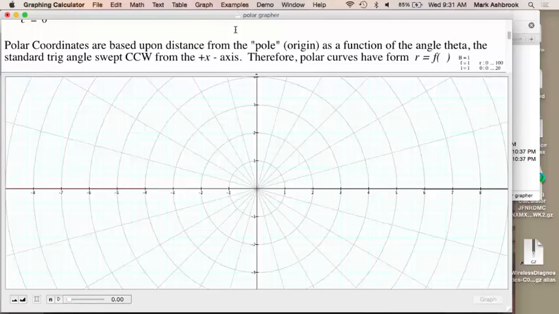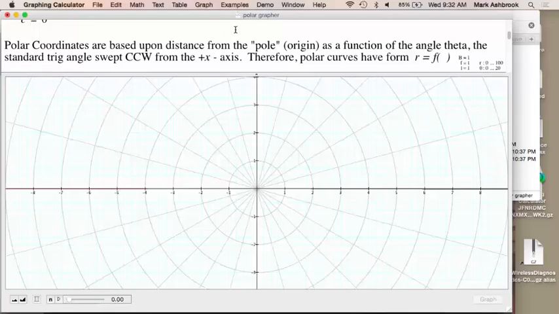Polar coordinates, totally different. What we use is distance from the pole. So now the origin is called the pole. Think of like the North Pole or the South Pole. It's like we're looking down on the top of the world here. And so one of the coordinates that we use, rather than using x and y, is distance from the pole, and that's r. Okay? Distance from the pole is r.